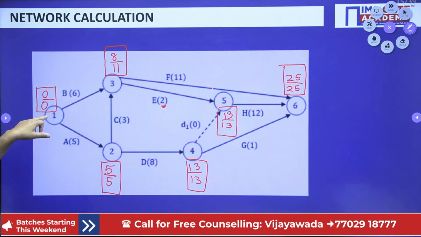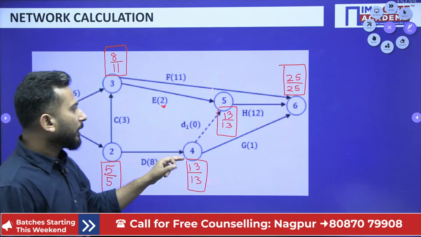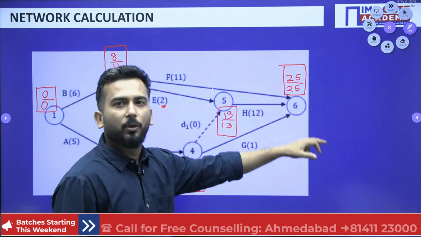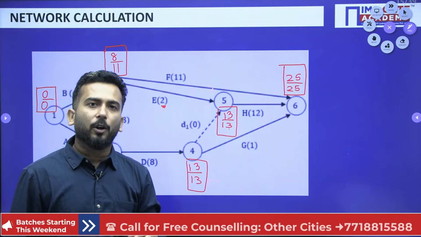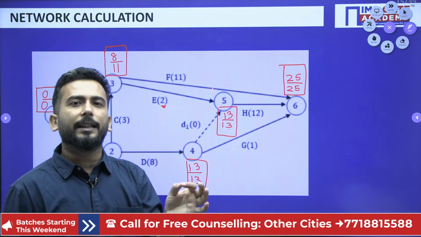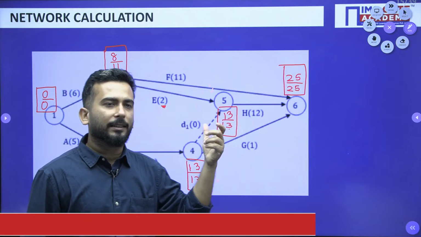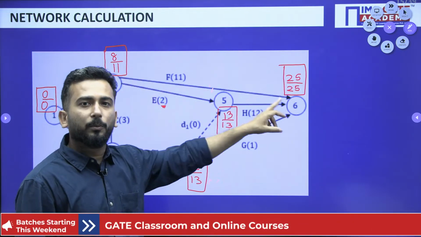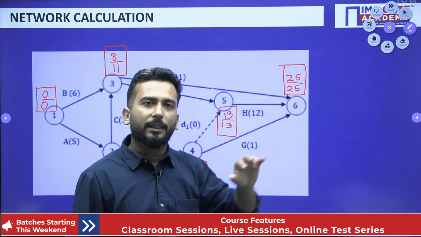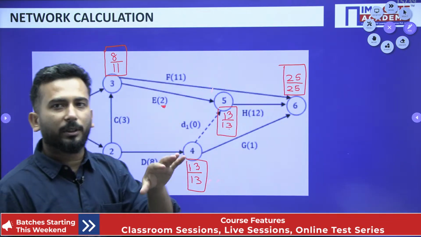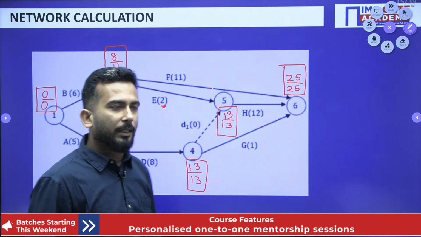So what is the slack for event 1? 0. Event 2? 0. For 4, 0; 5, 0; 6, 0. So many events have 0 slack. Only event 3 has a slack of 3 days. 3 days means you can relax, you can chill, you can go to Goa for 3 days as long as your project duration, that is 25, is not getting affected. I'll come to project duration, but as of now you understand this is the project duration we are talking about.